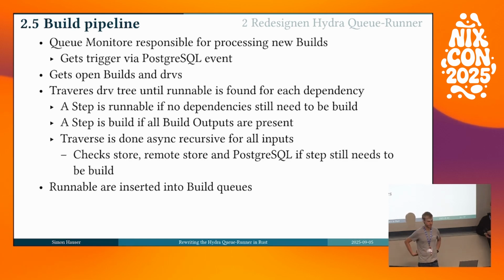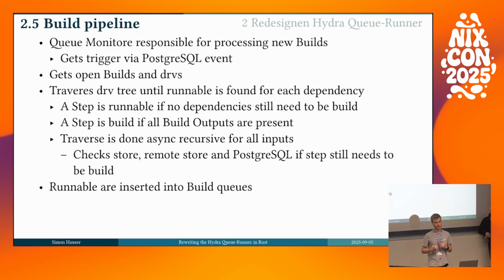Then the build pipeline. The queue runner is responsible for processing these new builds. Like I said, it's triggered by a Postgres event. It then gets all open builds and the durations. It traverses the duration tree manually, so we are checking, hey, is this duration already done? So basically, we already have the outputs. Or is this a cache failure, for example, if we already know that this duration doesn't build, this is stored in the database, so we can check this, and then basically skip everything down in the dependency tree.